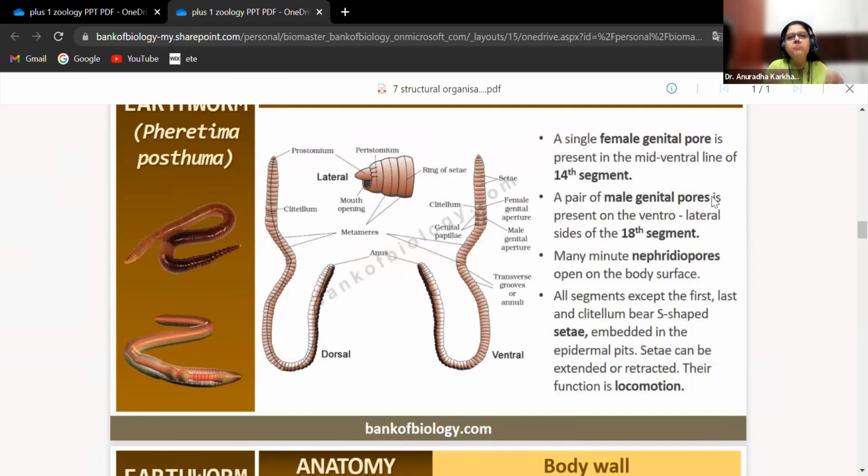Setae means leg-like apertures. So they are not present in the first segment, not in the last, and not in the clitellar region. Otherwise, all the other segments will have setae present in the epidermal pits. Pits means again small pores, so they will be extending outwards. They are not visible, so we think the earthworm has no legs, but these minute structures help in locomotion.